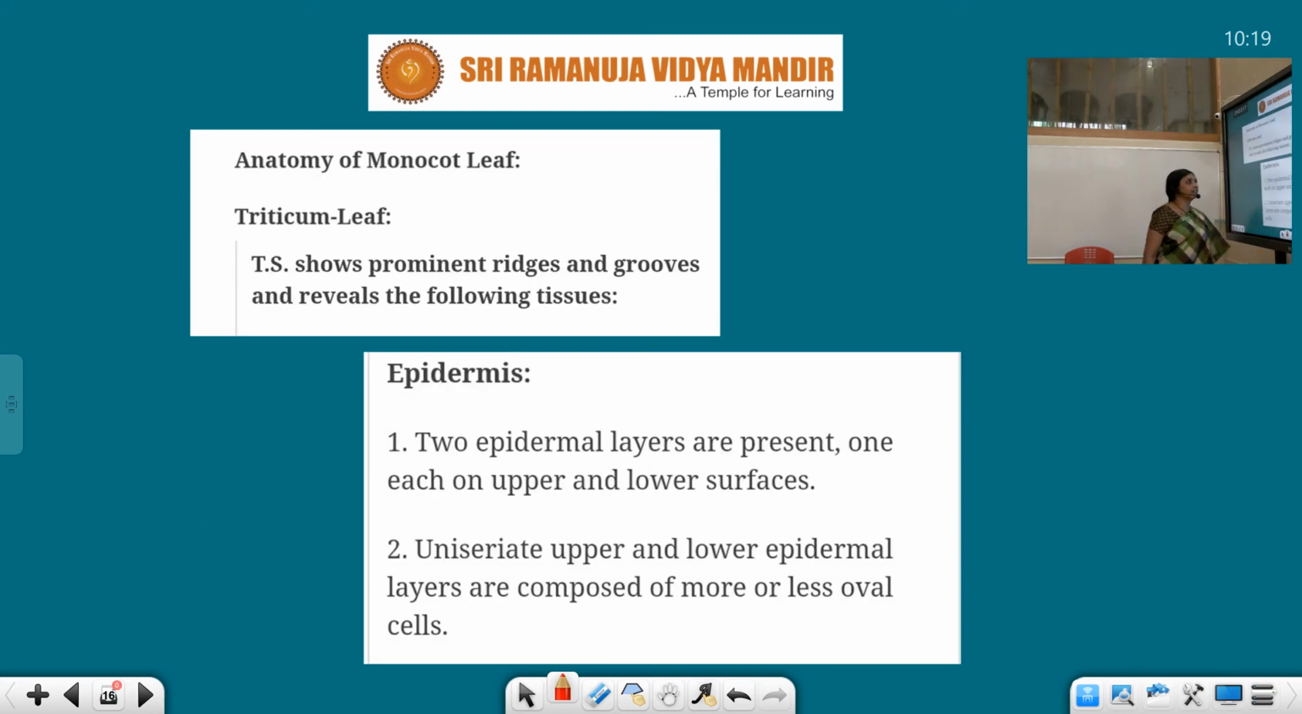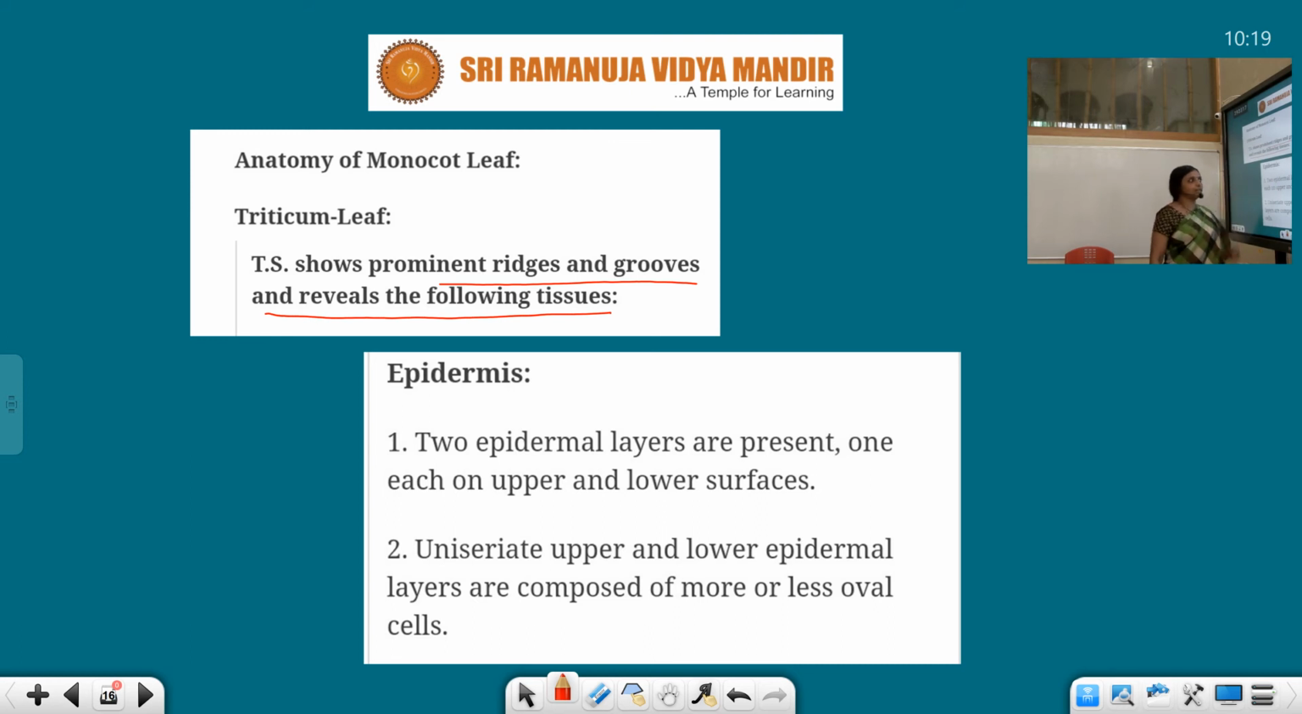So let's see the diagram once again. Anatomy of the monocot leaf, Triticum leaf. Triticum means wheat leaf. Triticum vulgare is the scientific name, the botanical name of wheat. So the TS shows prominent ridges and grooves. Ridge-like structures and grooves are present, and it reveals the following tissues.